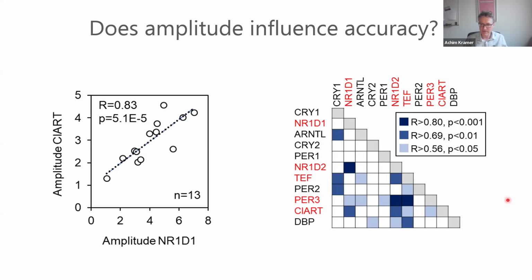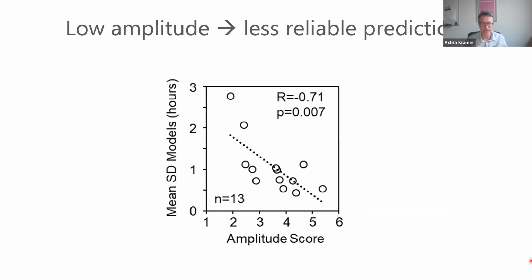So then we thought, okay, why don't we define our own gold standard for circadian amplitude by just looking at those, which I have marked with red. We define an amplitude score by taking the mean amplitude of all these red marked genes. And this is our amplitude score. And you see, in these 13 people we analyzed, you have a huge variation in amplitude score, or in amplitude.